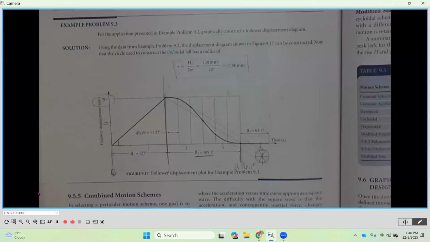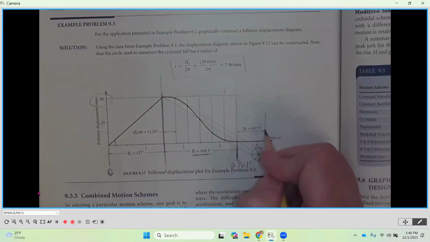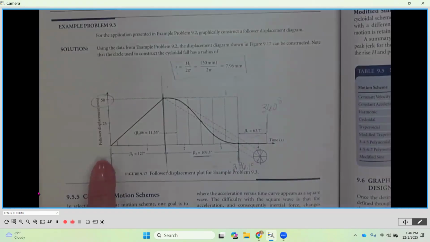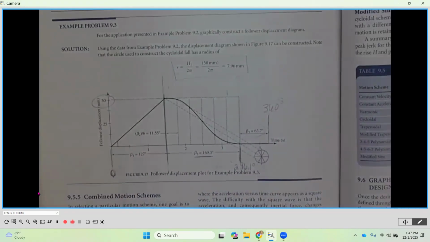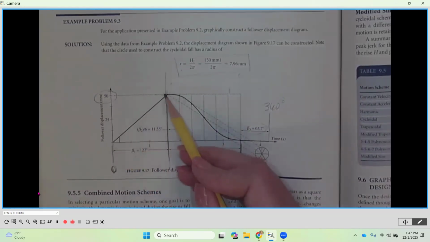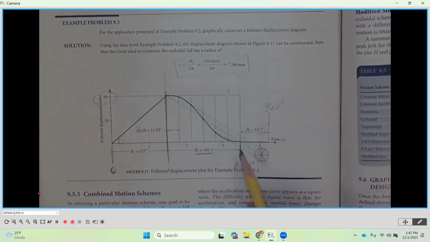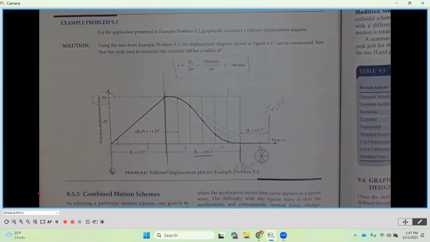And then our last little chunk here is beta 3. And that's the last 63.45 degrees. They had 63.7. Okay. And that's to end it. And this would end at 360 degrees. So from 0 to 360 degrees all the way along that length. Okay. The points we need to construct are the curves for beta 1 and beta 2, because then beta 3 is a dwell. Okay, so dwells are always just straight lines at whatever height that you're at.